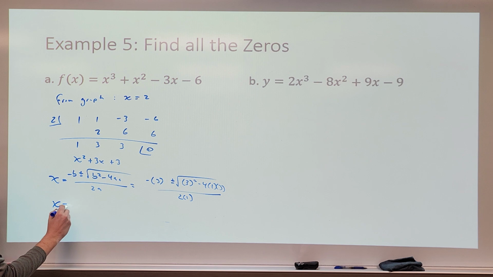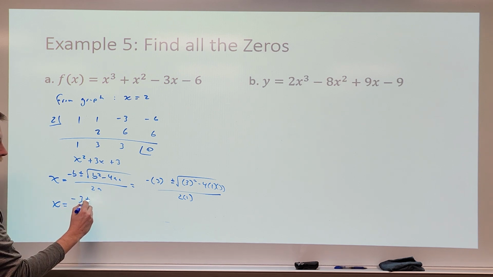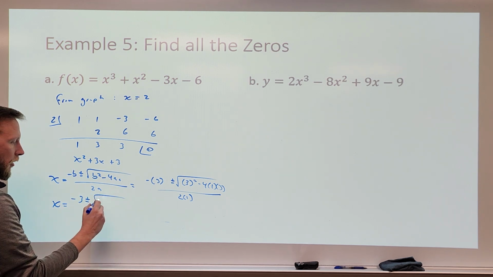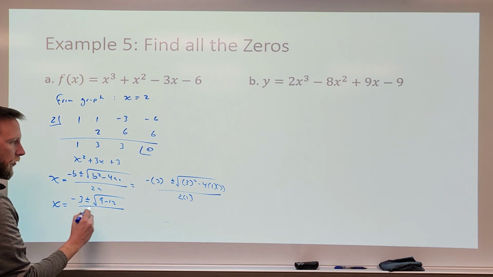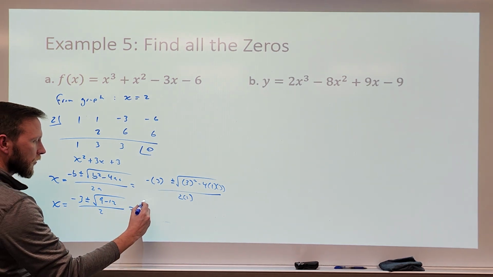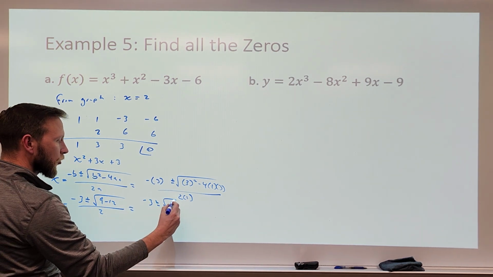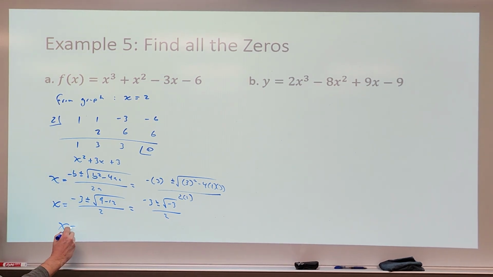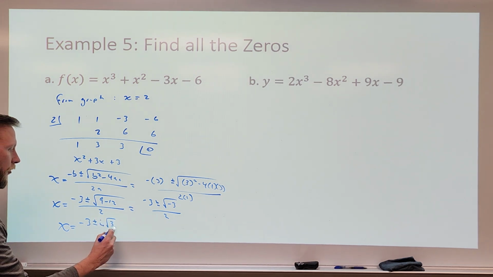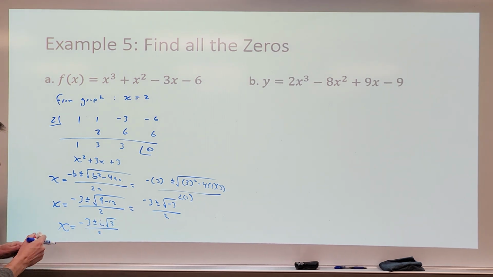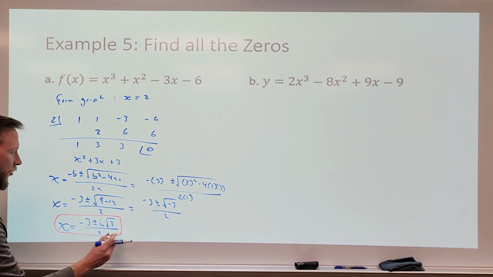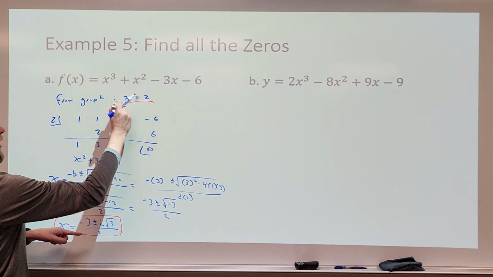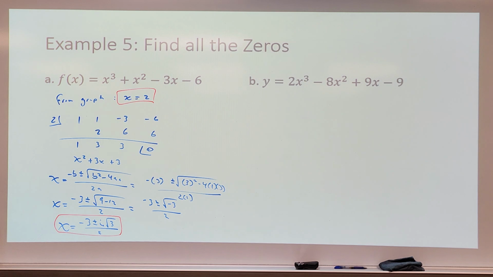And let's do some of that work. Let's find out what we get here. Negative 3 plus or minus the square root of, we've got 9 minus 12, all over 2, which gives us negative 3 plus or minus the square root of negative 3 over 2. So that means that x is equal to negative 3 plus or minus i square root of 3 over 2. This represents 2 of our solutions. This represents the third solution.